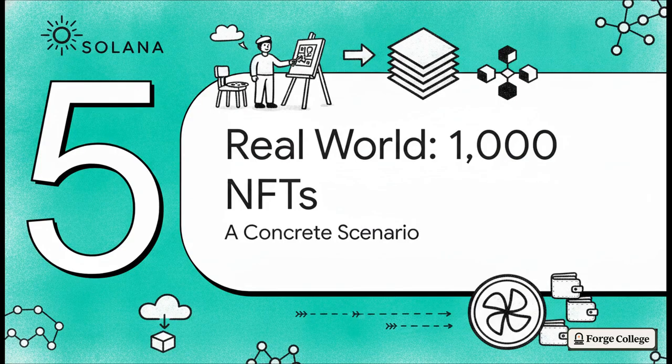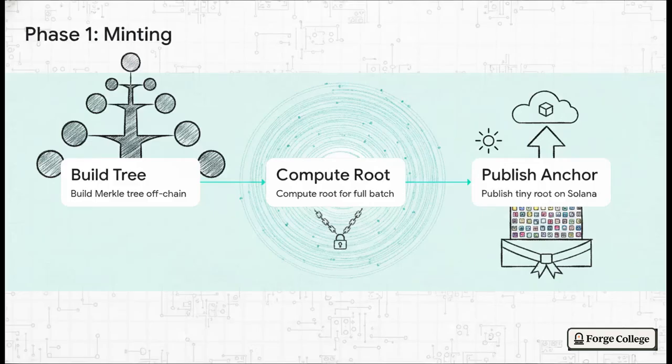Section 5. Real World. Launching 1,000 NFTs. Phase 1 is minting and anchoring. Instead of creating 1,000 separate, incredibly expensive accounts on Solana, the project builds the Merkle tree entirely off-chain. They compute the single master hash, the root, for the whole batch. Then they publish just that one tiny, cheap root onto Solana. Boom, 1,000 NFTs minted, and you barely paid a fraction of a cent in rent. The chain can mathematically attest the collection exists, while the heavy image files are tucked away safely in the archive.